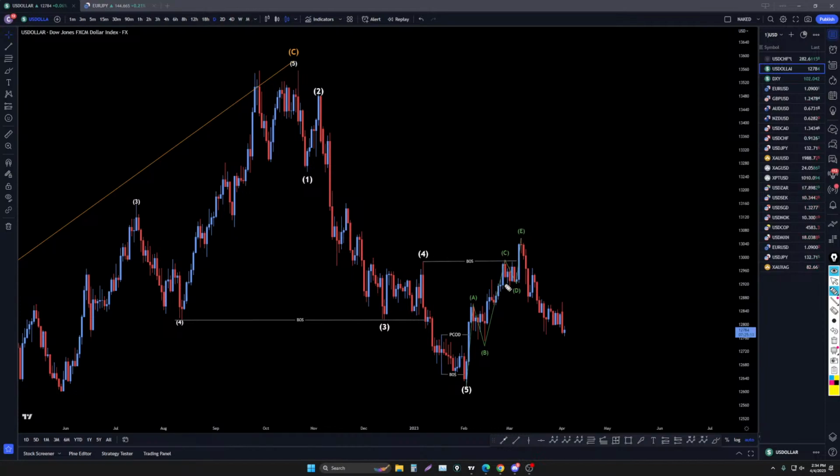So as of right now, we don't really have to worry about it, because right now we are still making lower lows, lower highs.